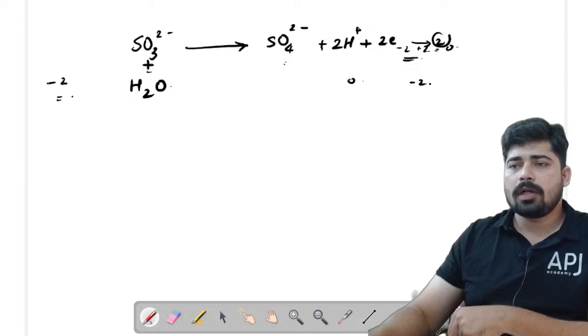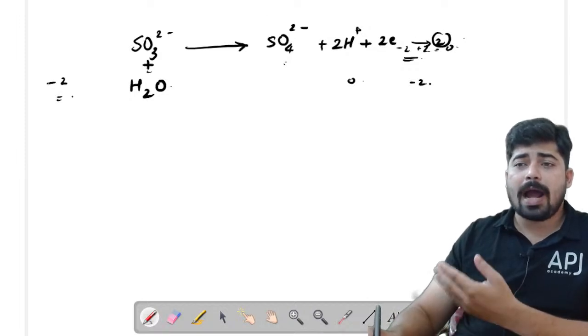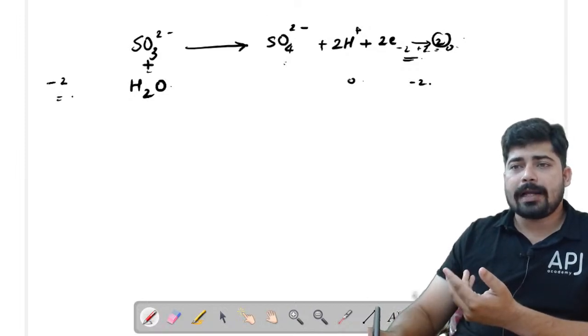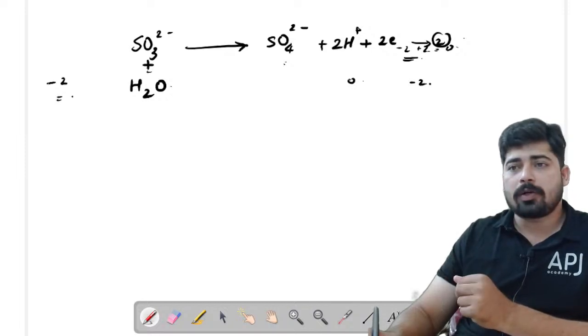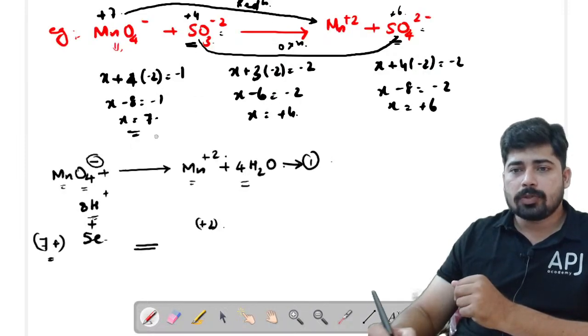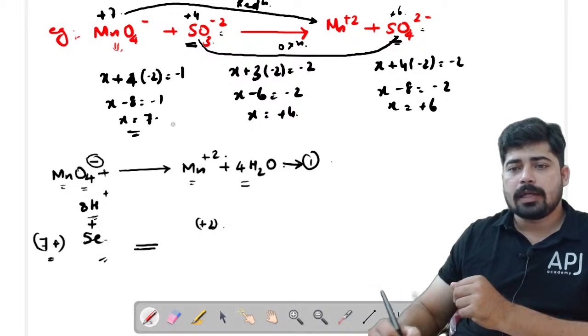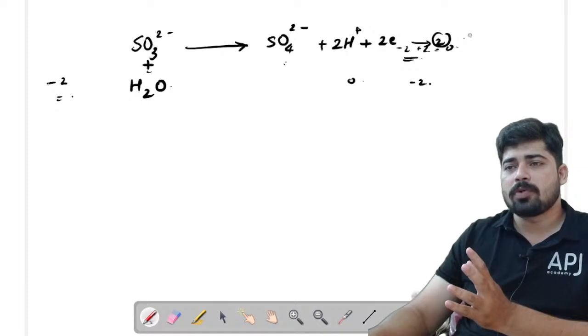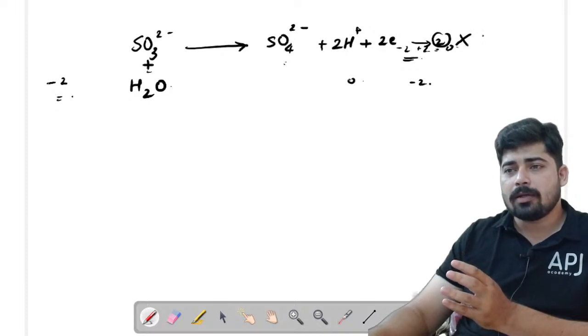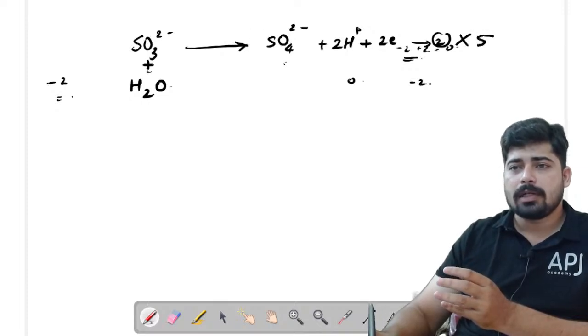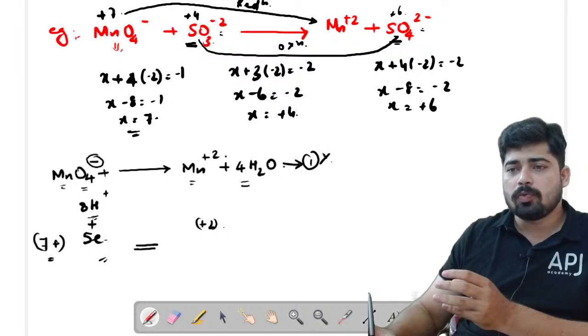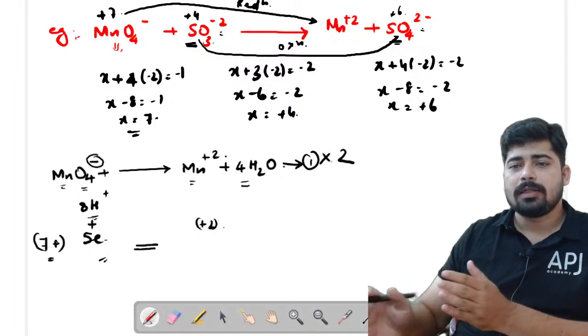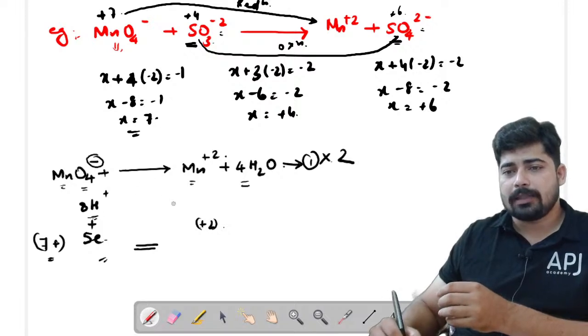Now what you have to do? We have to add both the equations. So before that, we have to ensure that the number of electrons in both the equations is the same. So here the number of electrons is 5 and in the second equation the number of electrons is 2. So in order to balance them, I have to multiply this equation by 2 and this equation by 5, so that both the numbers of electrons get balanced.